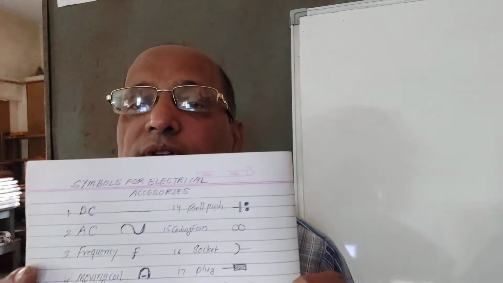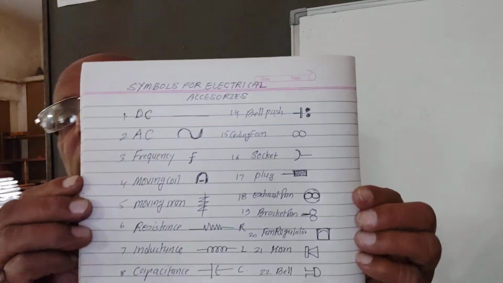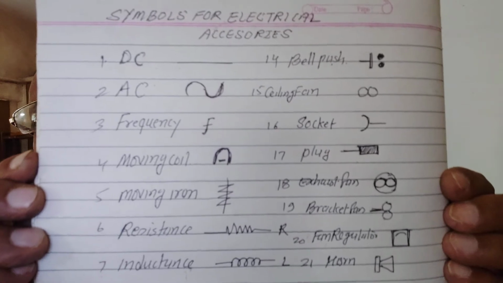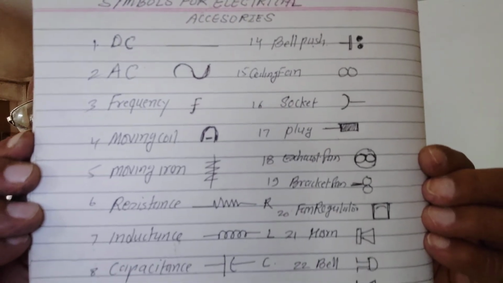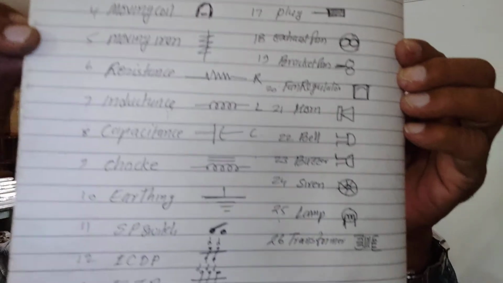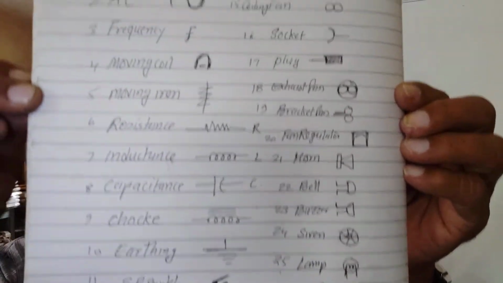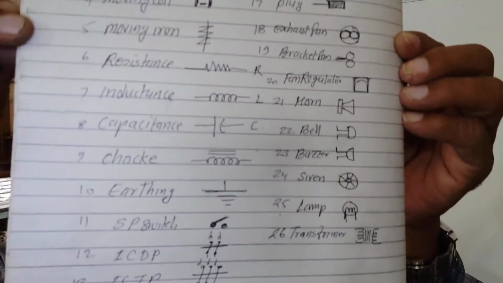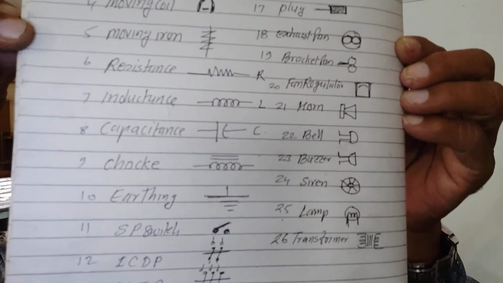Then the symbol of siren is also given there. Then the symbol of lamp is also given there. And the symbol of transformer is also given there. So there are total 26 symbols which you can just watch from this particular sheet, in which symbols 1 to 26 I have given. You draw it in your sketchbook, and from the sketchbook you memorize it.